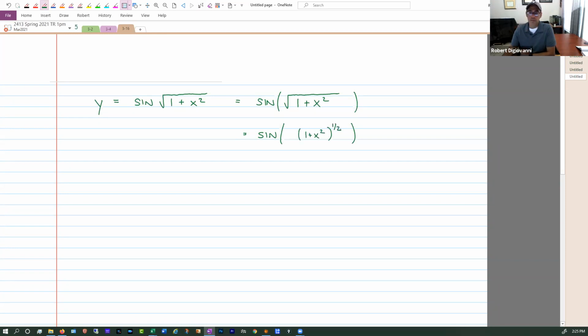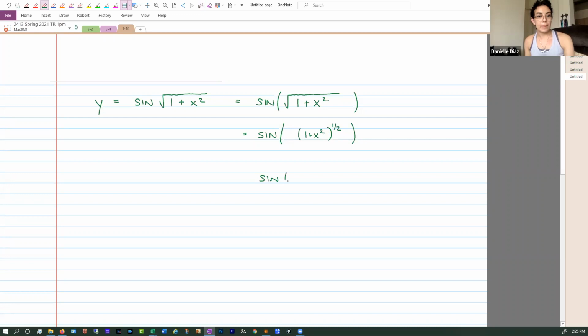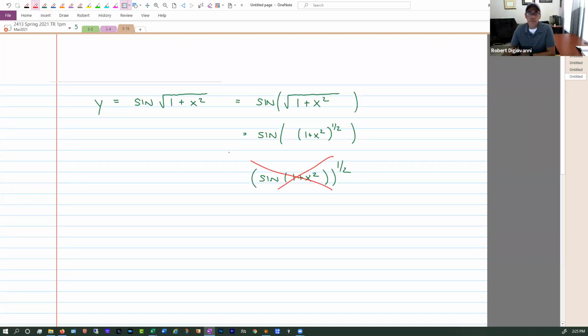That you could do. But the 1/2 would not be on the outside here. It would be just acting on this. So this would be incorrect. It's not that. For it to be this, it would have had to have the square root like that and no square root there. That makes sense?